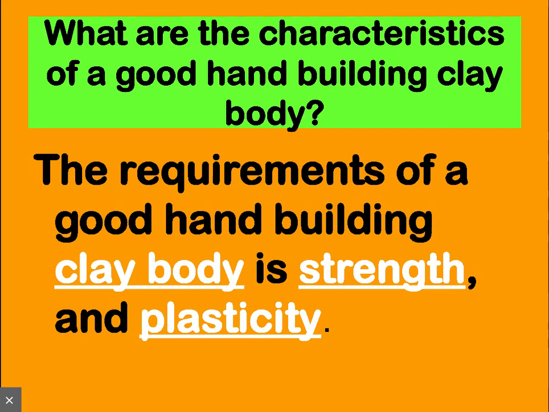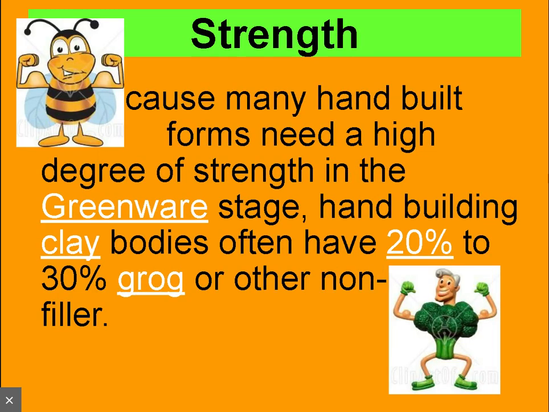What are the characteristics of a good hand-building clay body? Two requirements of a good hand-building clay body are strength and plasticity. Because many hand-built forms need a high degree of strength in the greenware stage, hand-building clay bodies often have 20% to 30% grog or other non-filler.